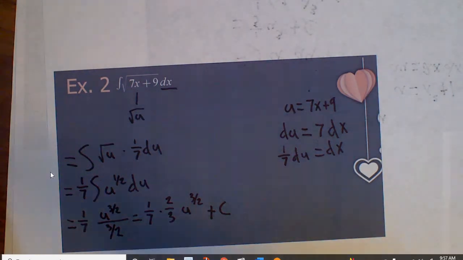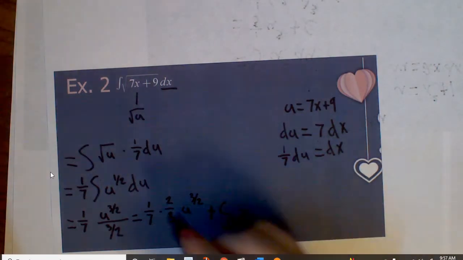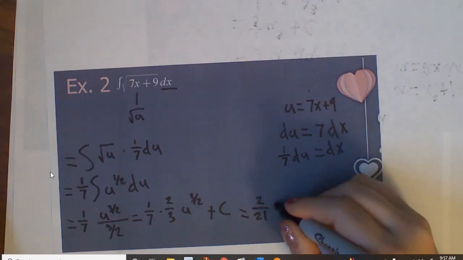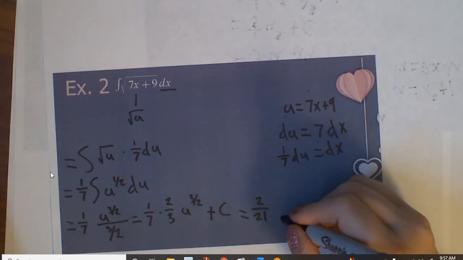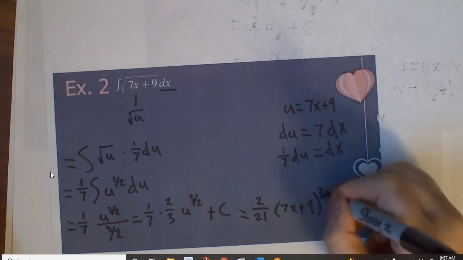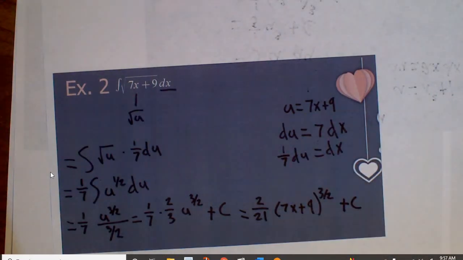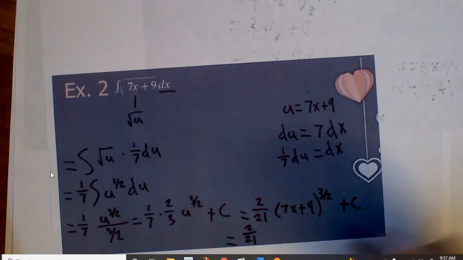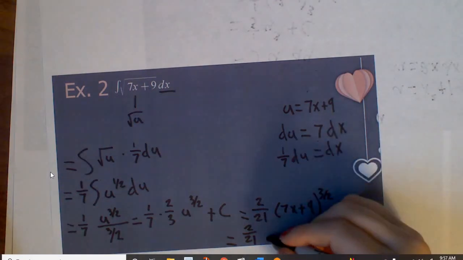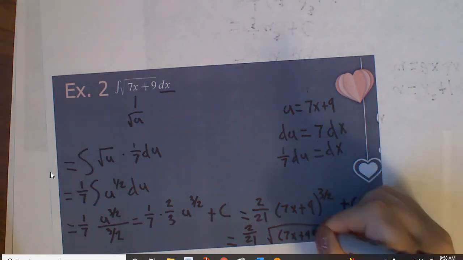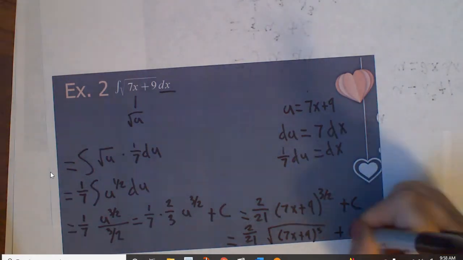And again, we don't want to leave our u there. So here I get 2 over 21 times 7x plus 9 to the 3/2 plus c. And if we wanted to rewrite this a little bit nicer, 2 over 21, my 3/2 power would become a square root of 7x plus 9 to the 3rd power plus c.